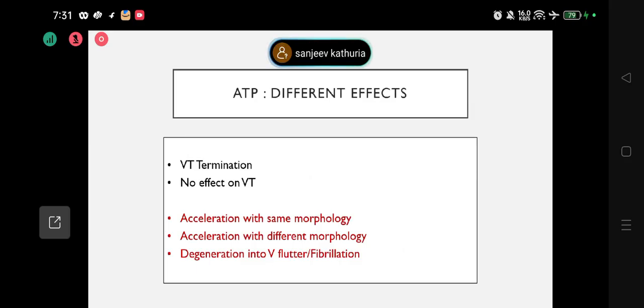Believe me, in 2040, 50, there will be no shocks in ICD. ICDs are now working even in the VF zone with ATP. I can post it to sir, and sir will post it to all of you if possible. So what are the ATP effects? Termination. But what can be the side effects?